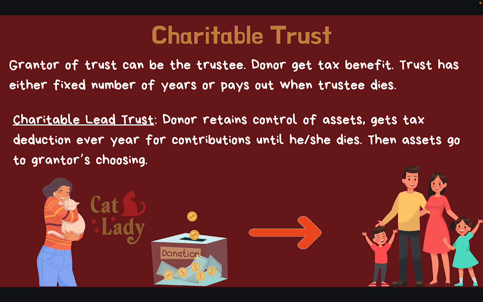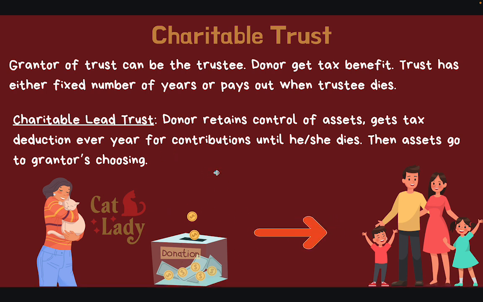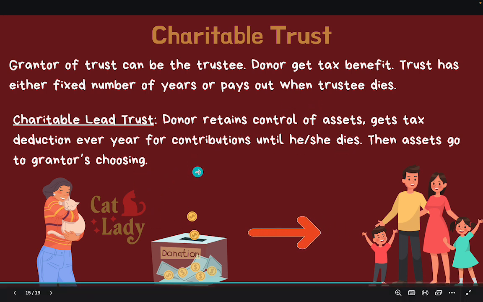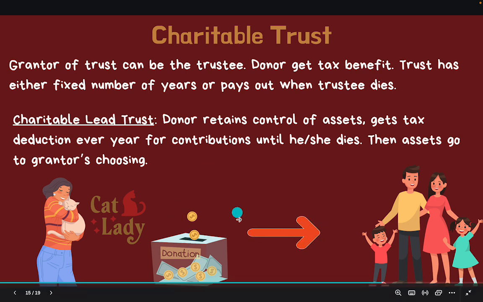Okay, so let's look at this example. We have a cat lady. She loves cats. She has 18 cats in her house. She has always been a cat person. She donates to the Cat Foundation, the SPCA, but specifically in the name of Fluffy, her cat. And she's going to continue to retain control of those assets that she puts in that charitable trust. She gets the tax deduction for it every year until the day she dies. And all those deductions are going to the Cat Foundation.